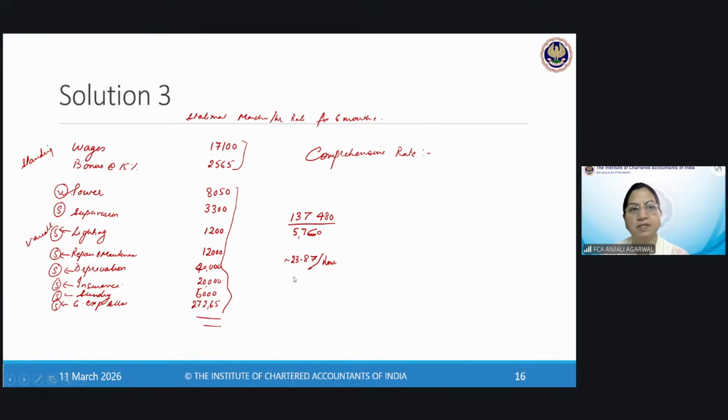So this helps us in the sense that if you get a contract or a job for which you have to give a quotation, and you know that it will take 100 hours. If not comprehensive, we would ignore wages and bonus. We would take only the overheads. So if it is 100 hours, you know that 2,387 would be your expense for doing the job apart from material. So you can calculate the quote on the basis of this information.